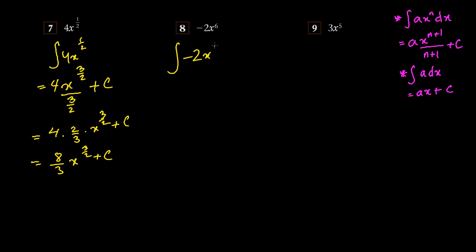Integration of minus 2 x to the power 6. Minus 2 is the constant outside the integral. X to the power 7 by 7 plus c.